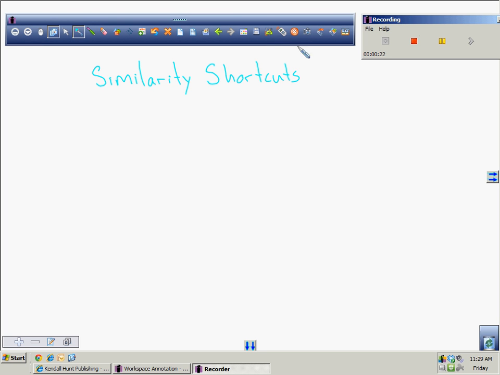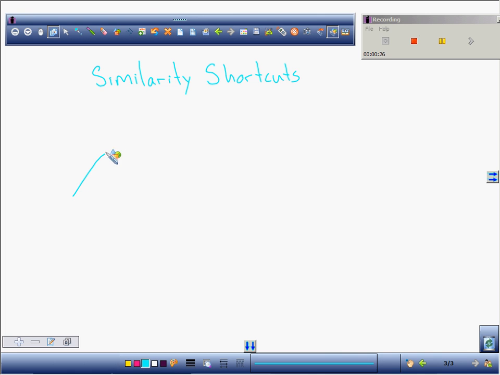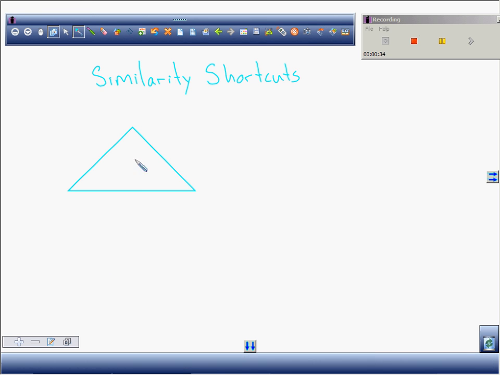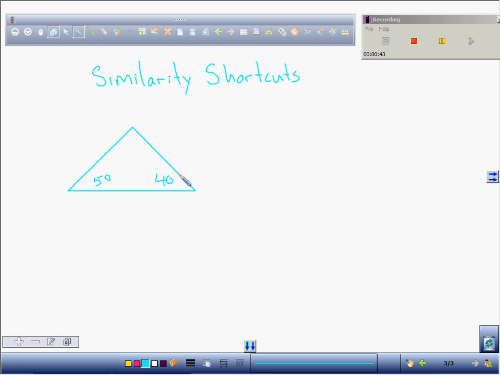Where's my triangle drawing tool? Is this a triangle drawing tool? Sure, why not? I have a triangle that looks kind of like this. Ooh, that's good. And what I know about this triangle is that this angle is 50 degrees, and this angle is 40 degrees. 50 and 40, and then I have another triangle.